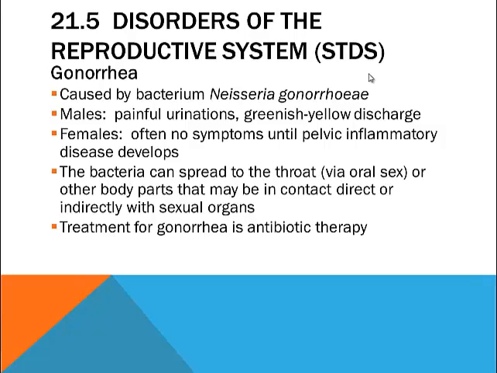Gonorrhea can cause heart damage and or arthritis. It can also cause severe eye infection that can lead to blindness. All vaginally delivered babies receive eye drops containing antibacterial agents such as silver nitrate, tetracycline, or penicillin as a protective measure. The treatment for gonorrhea is antibiotic therapy.